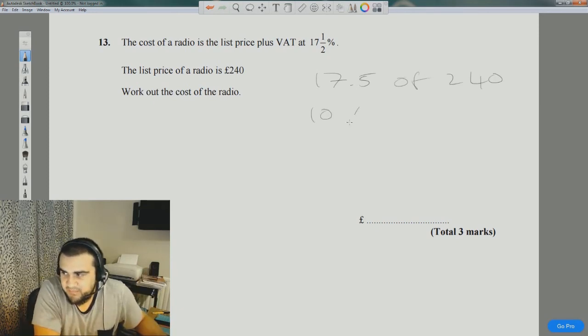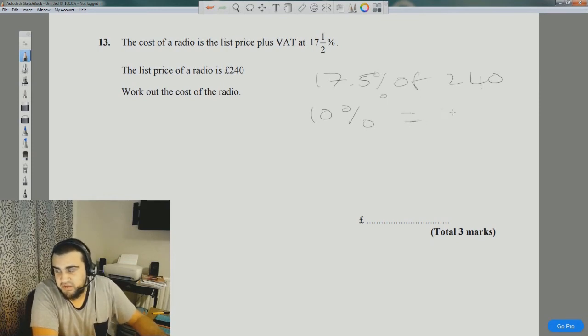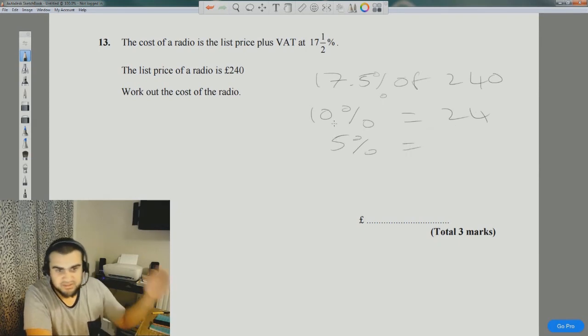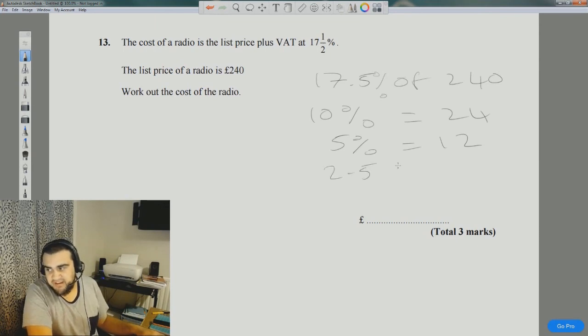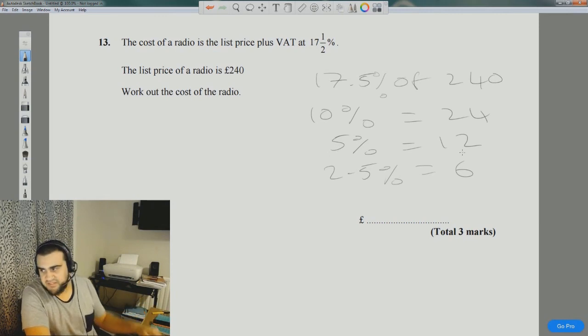We know 10% of 240 is 24 because it's just divided by 10, right? We know 5% is just half this, because the difference between 10% and 5% is half, so that'll be 12. And 2.5% is just half of this, because what's half of 5? It's 2.5%, so we just have to halve this. Now if we add this together, what's 24 plus 12? That's 36. And then add 6, that's 42.